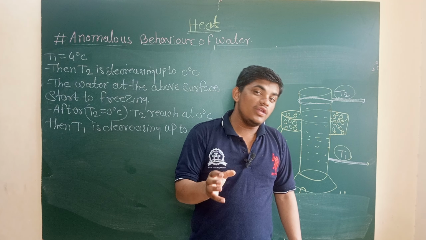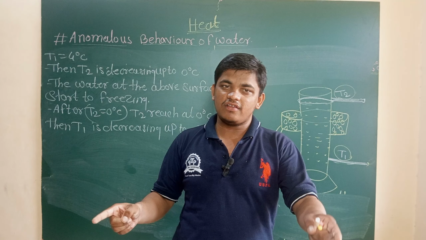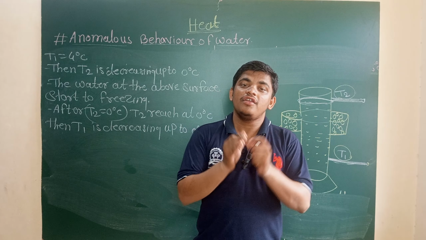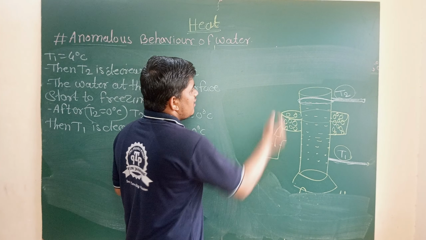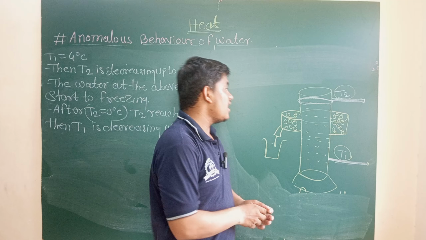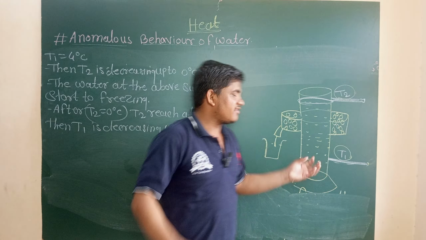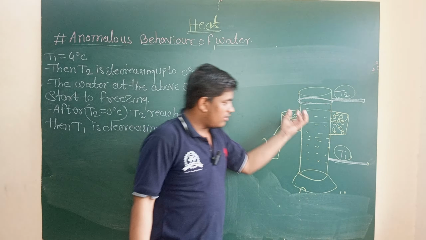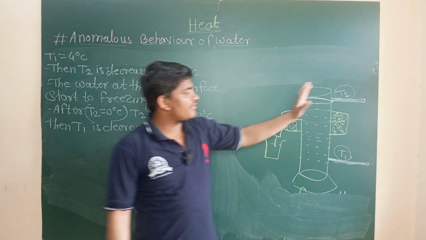At that time, it is cooling, but the water shows anomalous behavior between 0 degrees Celsius and 4 degrees Celsius. Above 4 degrees Celsius or below 0 degrees Celsius, the water shows normal behavior as all substances show. From 15 degrees Celsius to 4 degrees Celsius, the water contracts during cooling. If it contracts, the water becomes denser, so it falls in the downward direction. That means the T1 temperature is decreasing more rapidly compared to T2.